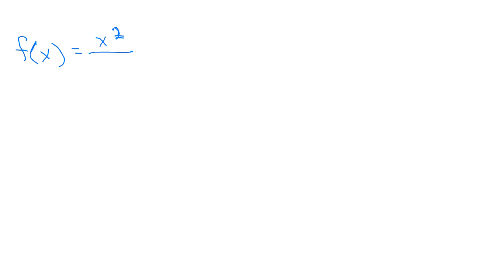x squared minus 9 over x squared minus 2x minus 3. And I think maybe what I'm going to do is find all the information about this graph, and then I'll erase that. Because you'll all have it written down, and then we'll graph it.